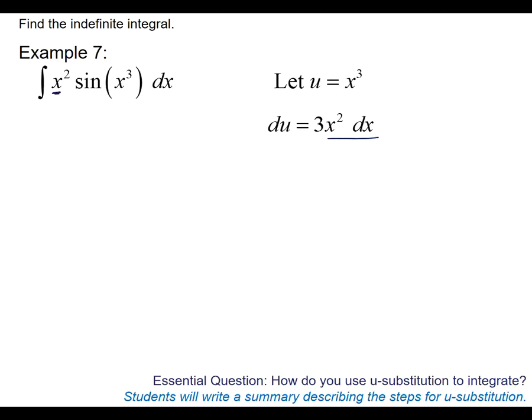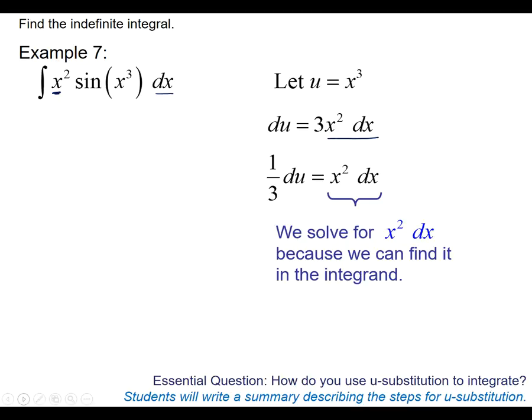X squared there, right? I have an x squared and a dx. What am I missing? We've got to divide by the 3, because we don't have the 3 piece. It's pretty common to have a coefficient like that that we've got to get to the other side. So 1/3 du equals x squared dx. Solve for x squared dx, so you can find it in the integral.